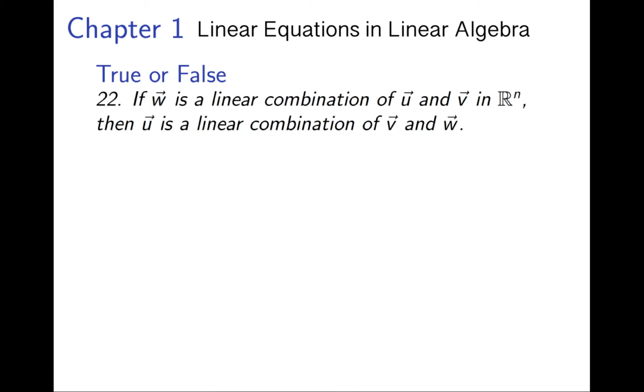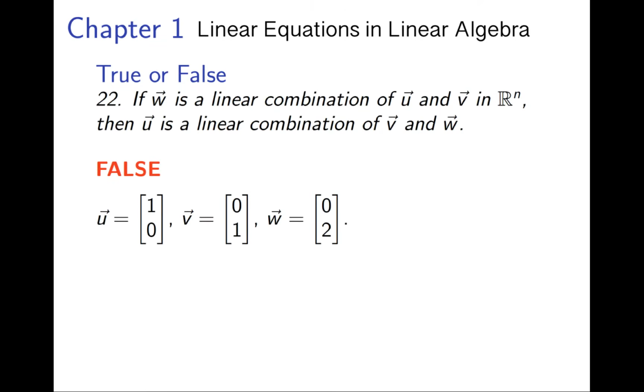Number 22. If W is a linear combination of U and V in Rn, then U is a combination of V and W. Again, this is false, and we're going to look at the same vectors that we looked at from the previous example. W is a linear combination of U and V here, right? It's 0U plus 2V. Yet we can't write U as a linear combination of V and W.